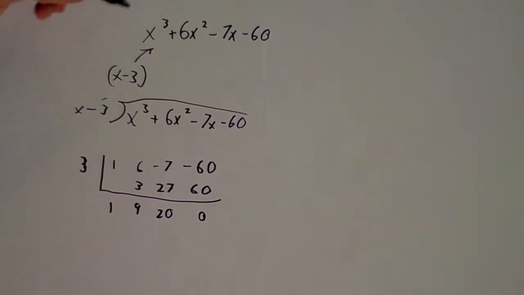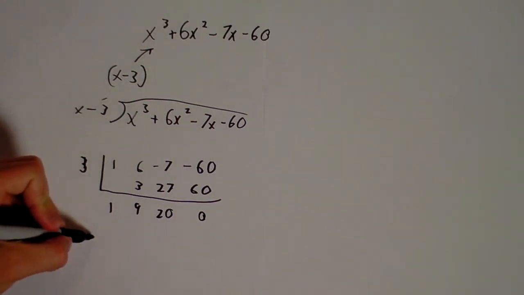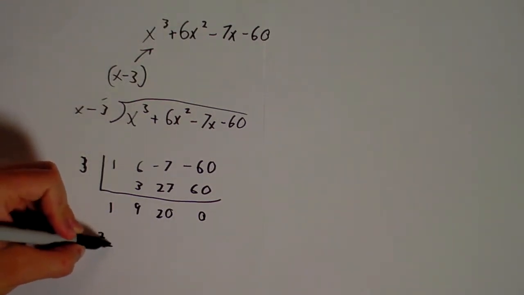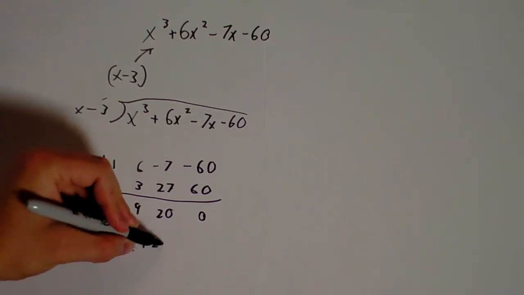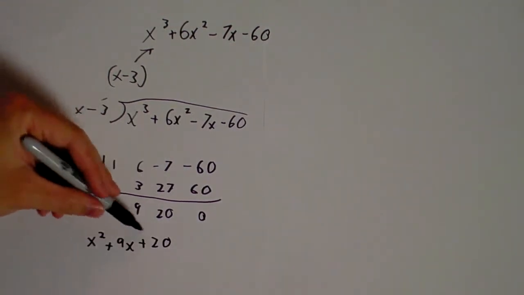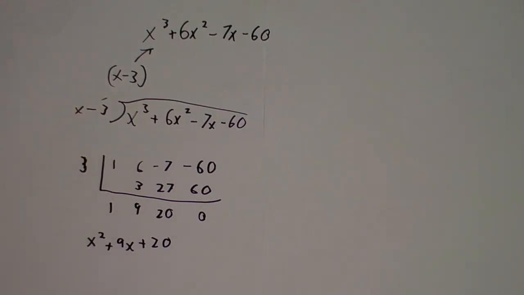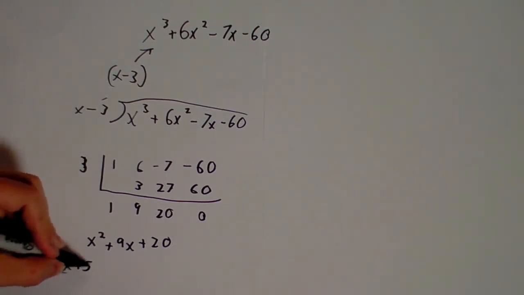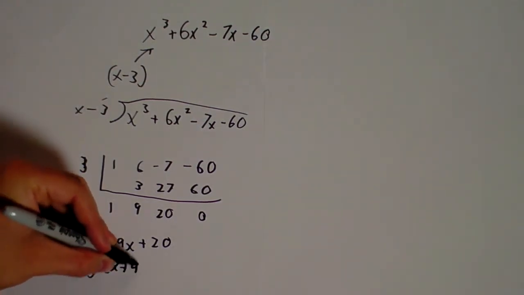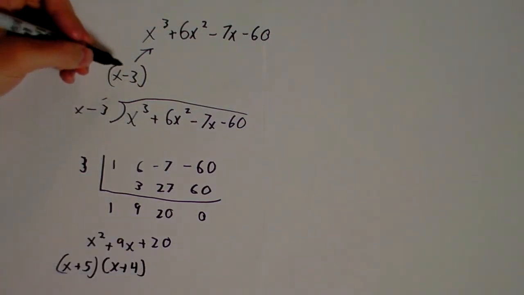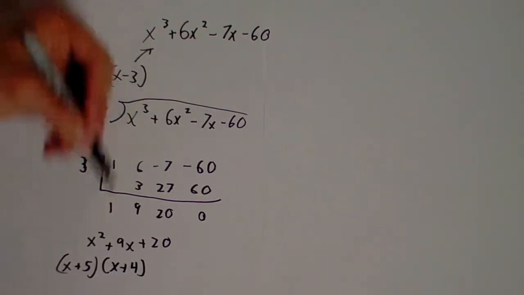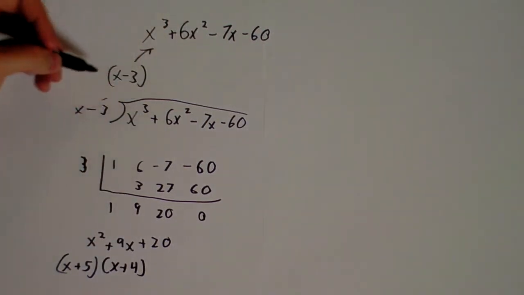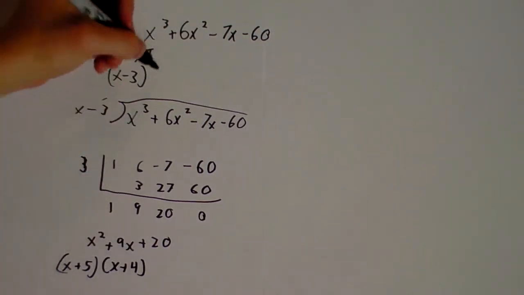And we're going to get problems where they tell us one factor of a polynomial, but we have to figure out all the other ones. So now we end up with x squared plus 9x plus 20. And we can figure out that that is equal to, just by factoring by trial and error or by inspection, however you want to call it, x plus 5 times x plus 4. So now we already knew one factor that was given to us, and we found the other two factors just by using synthetic division and then factoring by inspection.